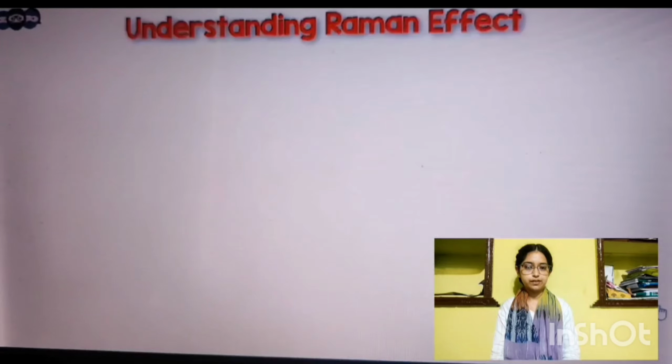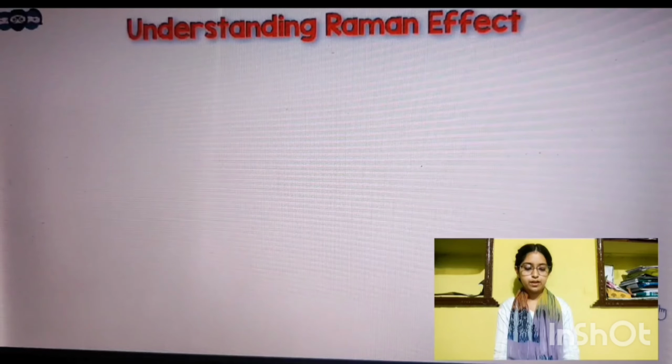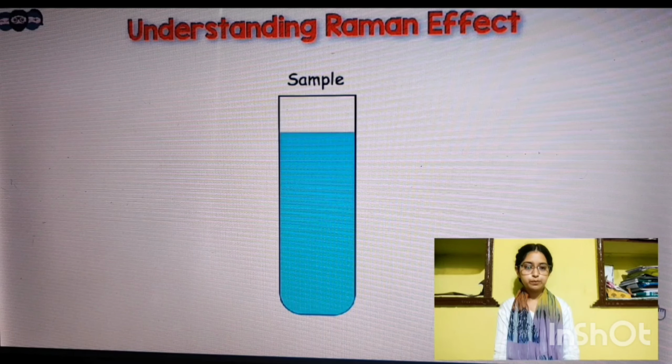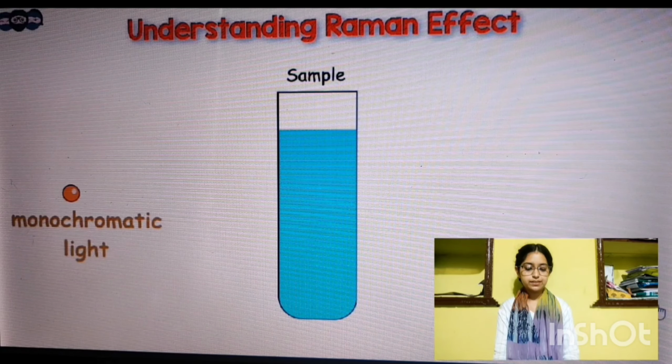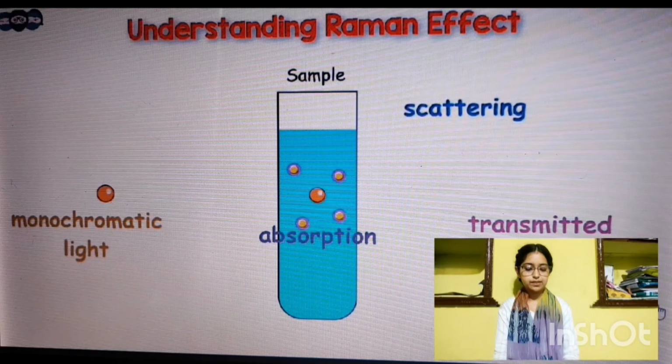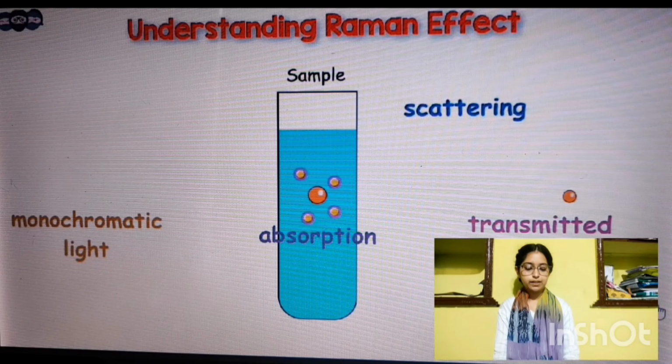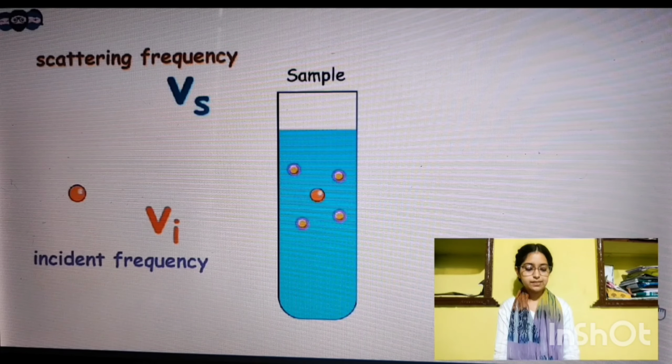the Raman effect. So when a sample is exposed to monochromatic light in the visible region, the sample absorbs some light and a major portion of the light is transmitted through the sample. However, a minute portion of light is scattered by the sample in all the directions. So one can observe the scattering at right angle to the incident beam.